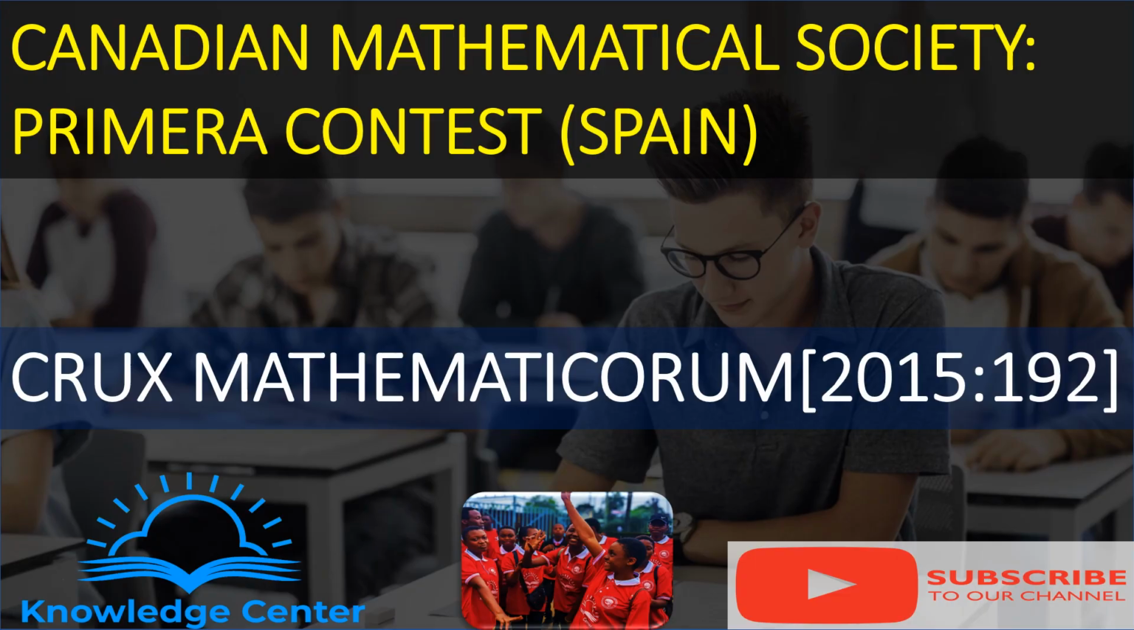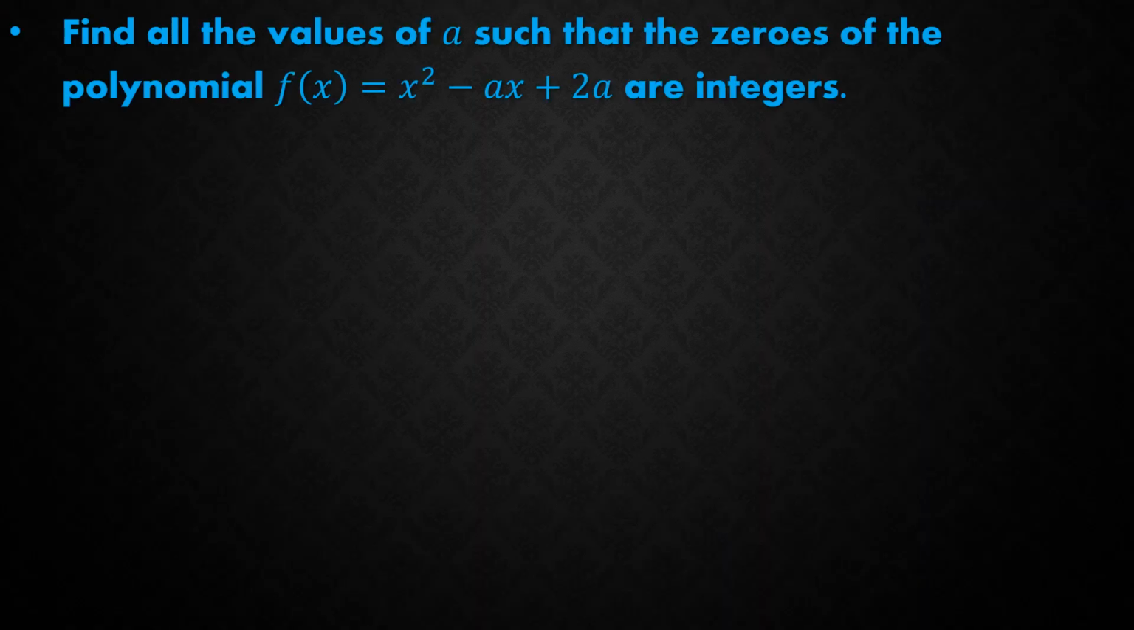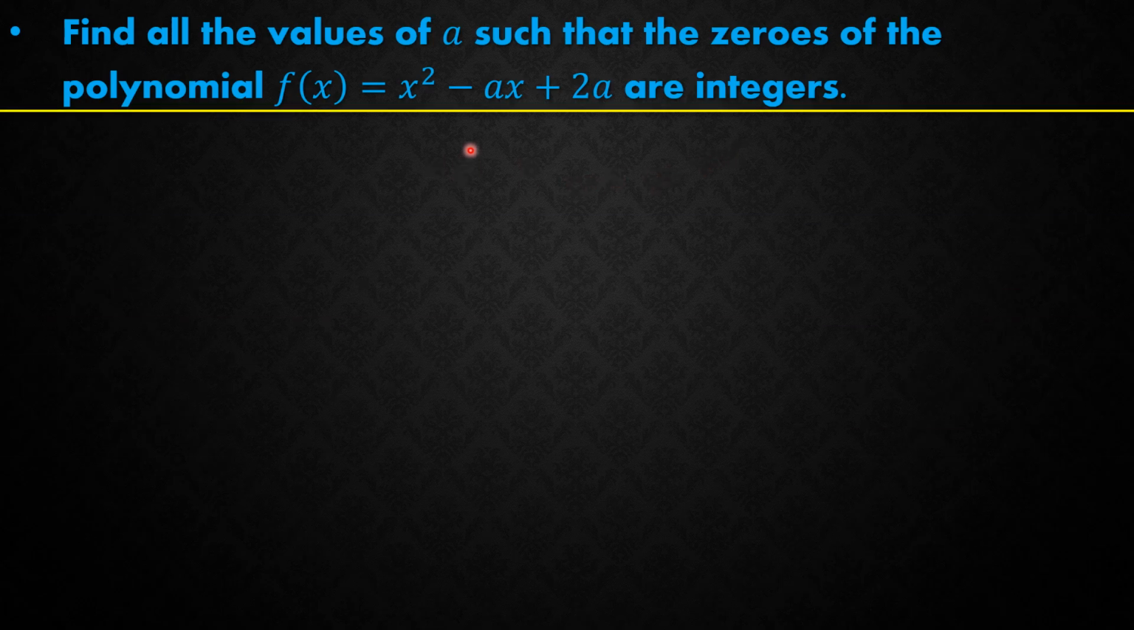Let's dive right in. All right, guys, so the question goes: find the values of a such that the zeros of the polynomial f(x) = x² − ax + 2a are integers. The very first thing to notice is that f(x) is a polynomial of degree 2, which makes it quadratic, so we can solve this fundamentally by factorization.